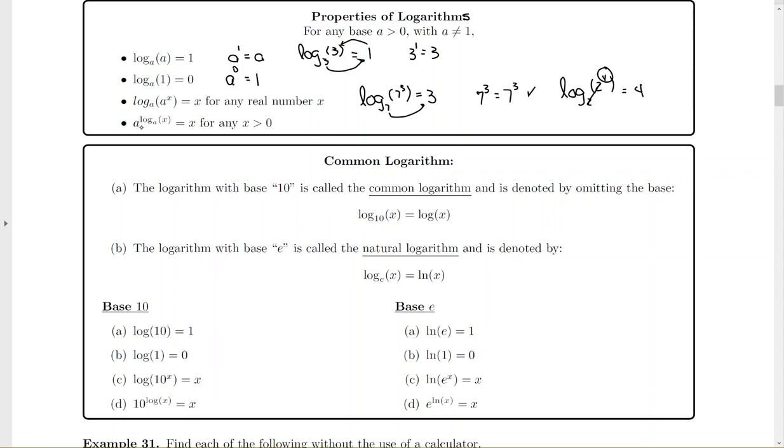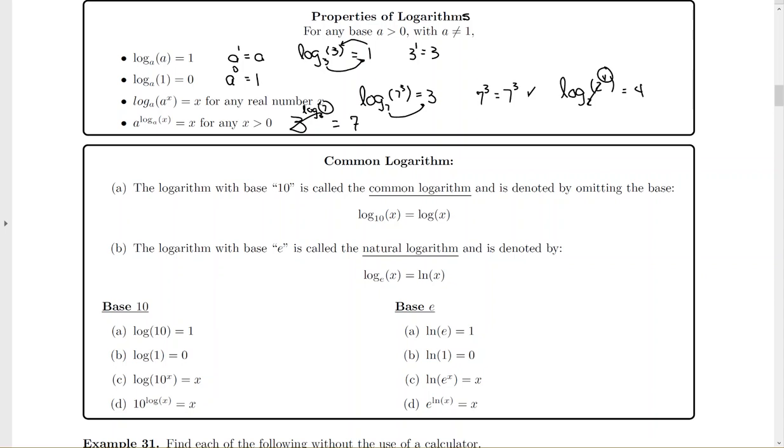Similarly, a raised to the log base a of x will equal x. So if I have 3 raised to the power log base 3 of 7, what this says is if these bases are the same, everybody cancels, and the answer is equal to the number 7. So these are the general properties of logarithms.